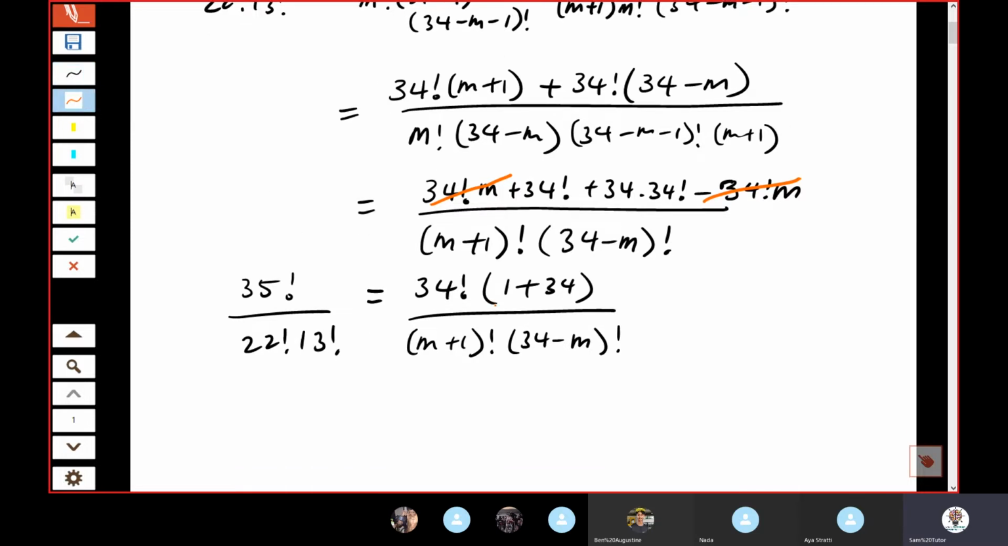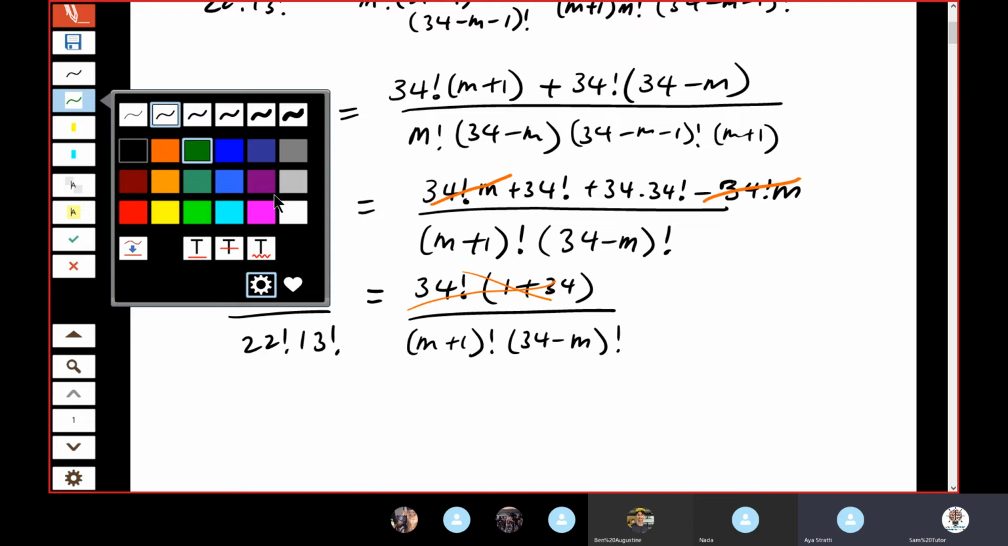And then can you guys pretty much see that's 1 plus 34, which is 35. 35 times 34 factorial is the same as 35 factorial. So all of these cancel out. Do we agree with that? And then you're down to your last line.